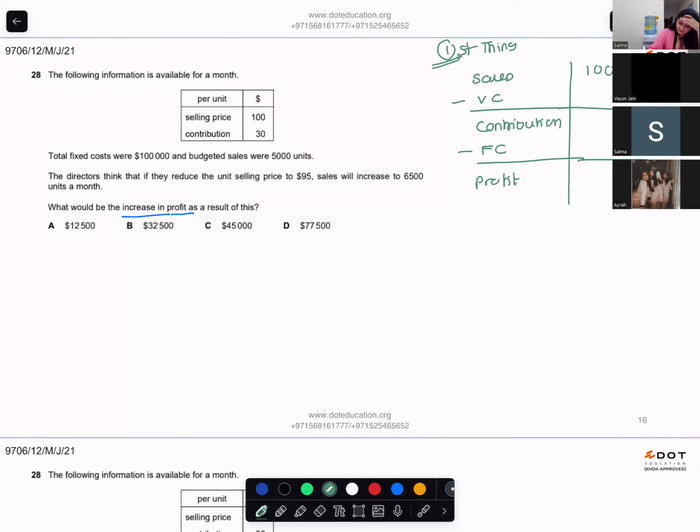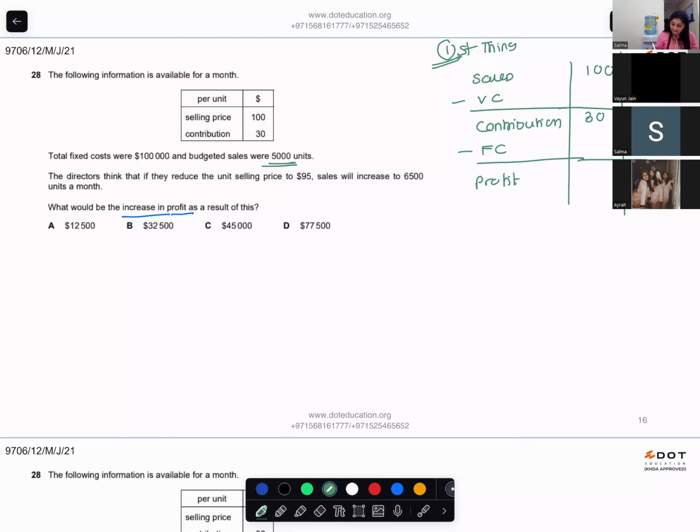Selling price 100, variable cost 70. What is the fixed cost? 100,000. And budgeted sales is how much? 5,000. So what is your contribution? 1,50,000. So profit is 50,000. Are you with me? Yes, miss. So you have profit as 50,000.